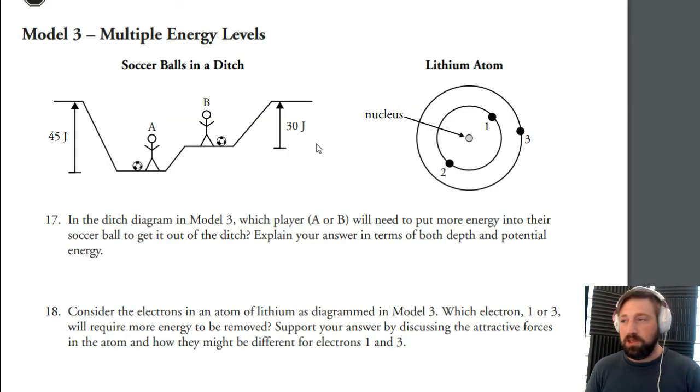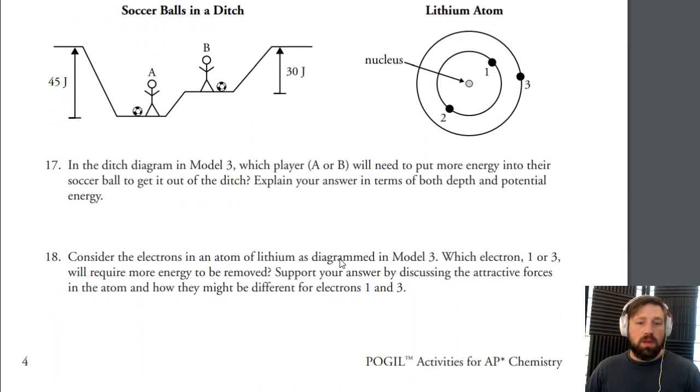Second one, multiple energy levels. So now we're dealing with multiple balls. If we're going through and looking at this ditch, who's going to need to put more energy into it, A or B? Who's going to need to put more energy into their kick? Well, obviously, A is going to need to kick at 45 joules to get the ball up and over, while B has to kick at 30 joules. Okay.